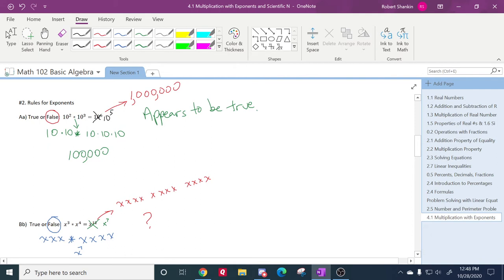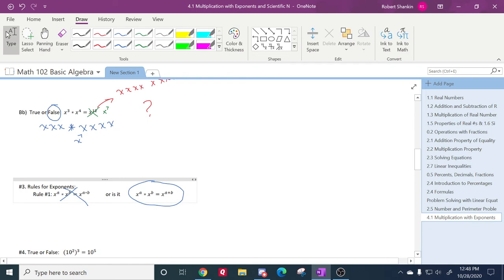Now, when I first learned this rule it was really confusing for me. Because I said to myself, holy cow, there's no addition in the problem, but yet I add the two numbers. It seems crazy. But when I visualized it, x cubed, xxx, x to the 4th, xxxx, there's 7 of them, I could count them. And it started to make some sense to me.